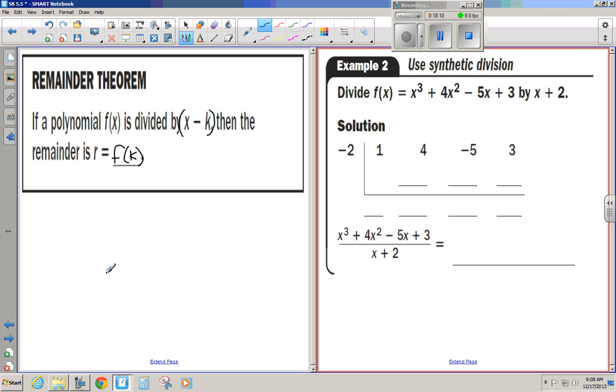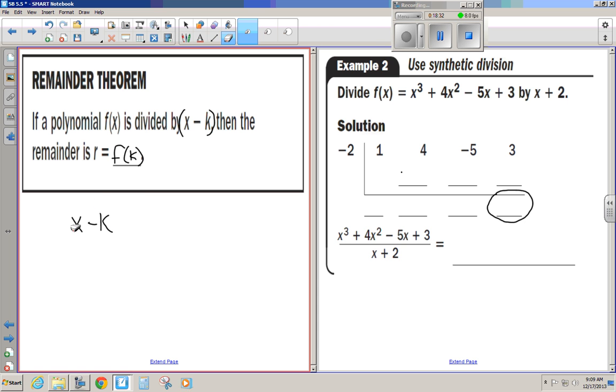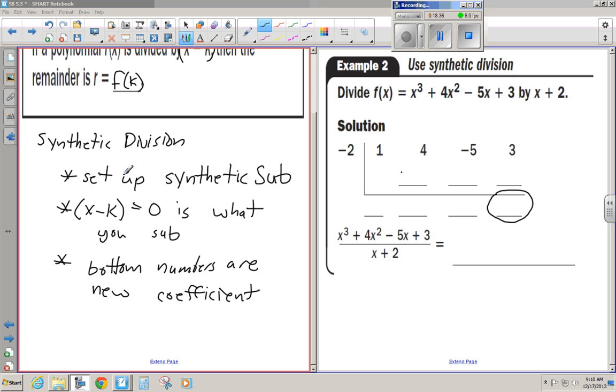All right, and that brings us to synthetic division, telling us that this is the remainder, all right, because it's like synthetic substitution. And a couple things here. When you have x minus k, let me write some steps down here, then you can pause the video. You should pause the video and write these down while I explain them.